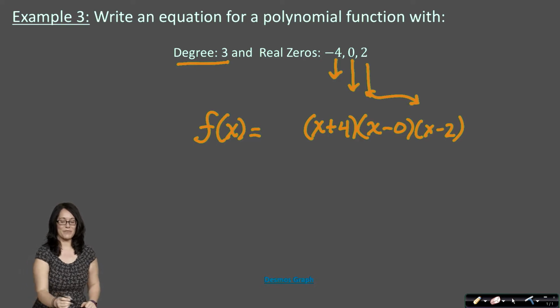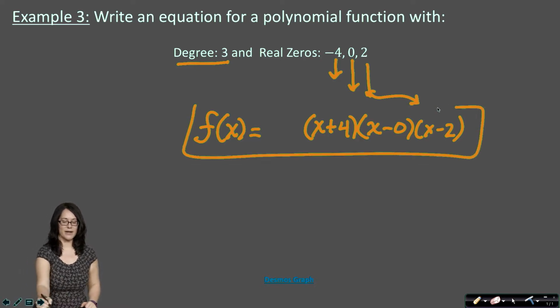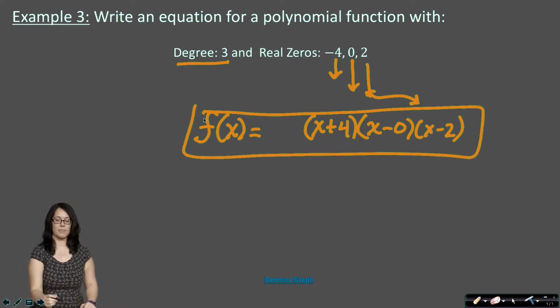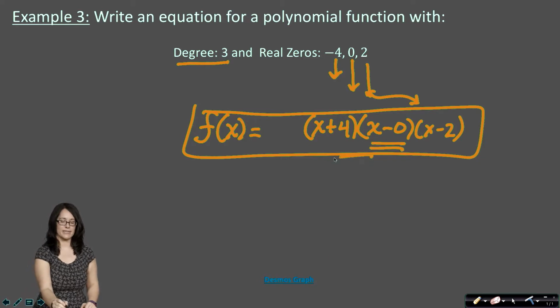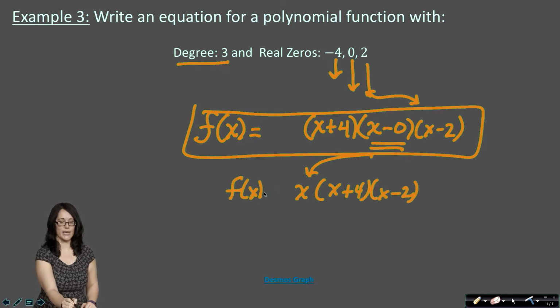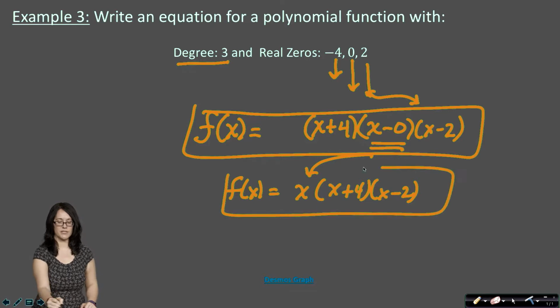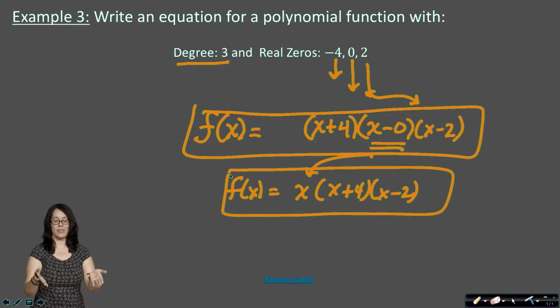All right, so for a very basic setup, this is correct, but it looks a little bit tacky because x minus 0 could be just written as x, and we'll usually put that one in front. So x times x plus 4 times x minus 2. On my test, if I ask you to create a polynomial function based on the information provided like we did here, that's a great stopping place. You don't have to go further for me.